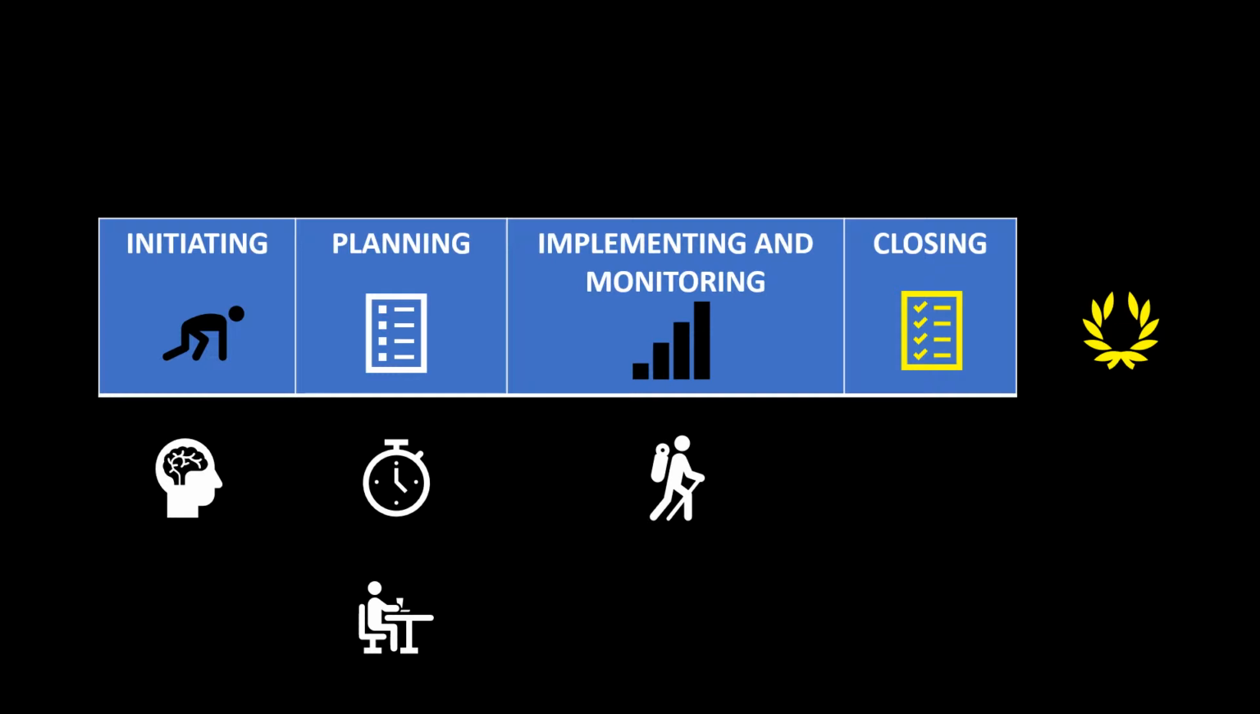We are going to implement. So how are we going to do that? We take the list. We go now to the study environment or our table. And we also place the timer there because we are going to include the Pomodoro technique. Then you can see that the icon under implementing and monitoring is like a graph going up, just like a ladder. Step 1, step 2, step 3, step 4.